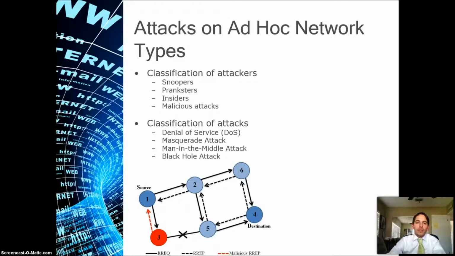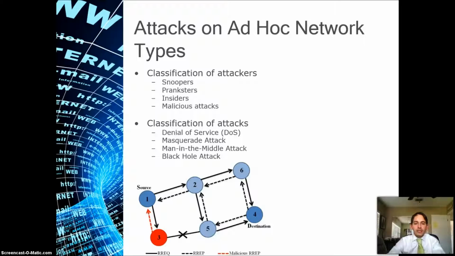Pranksters will have a malicious attempt to show off their hacking abilities to others and make a name for themselves. Insiders can be paid by others to upload infected software, so the attacker can have potential malicious attack on the ad hoc network. And the last classification of an attacker is a malicious attacker. These are the most dangerous ones. These are the best hackers, and the sky's the limit for these people.